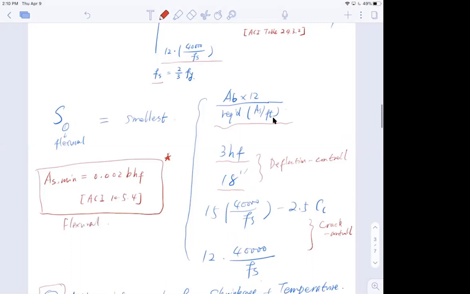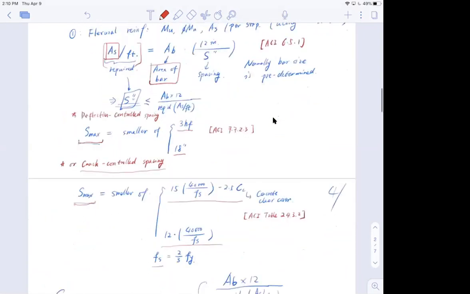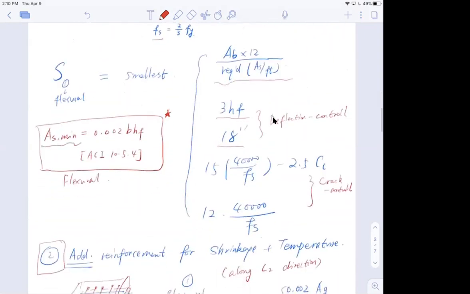So remember, what we have here is As per foot. This As per foot is compared to the As min target right here. So all we need to do is add one more process step: As per foot has to be bigger than As min. That's an additional thing we have to follow, besides the spacing requirement.